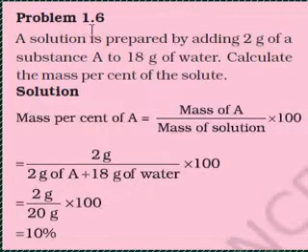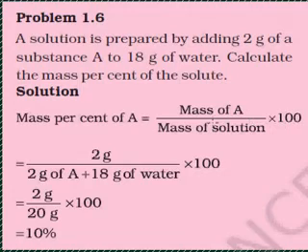Problem 1.6 of your textbook. A solution is prepared by adding 2 gram of a substance A to 18 gram of water. Calculate the mass percentage of the solution. You know the formula of mass percentage. Now mass percentage of component A is equal to mass of A divided by mass of solution into 100.